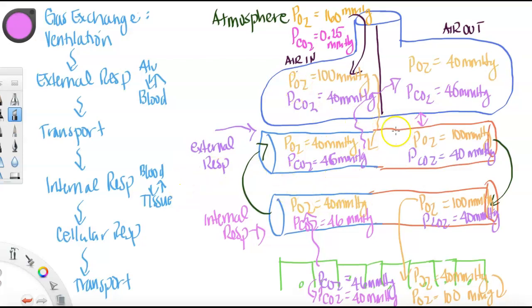So run through this. This is a little different than your notes as far as the PowerPoint. The PowerPoint has it kind of separated out into external respiration and then another plate for internal respiration, and I just put them together for you. So compare those, and you should be able to understand that. If not, just let me know.